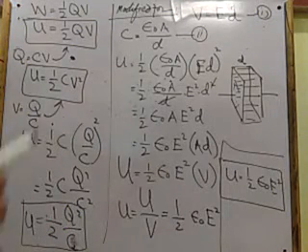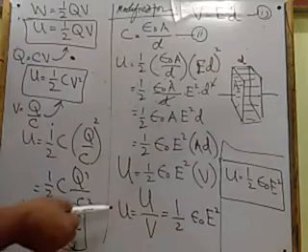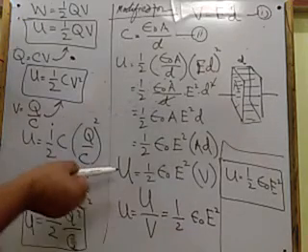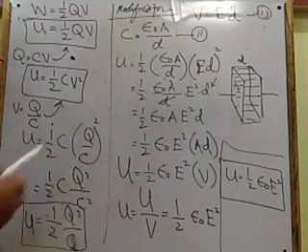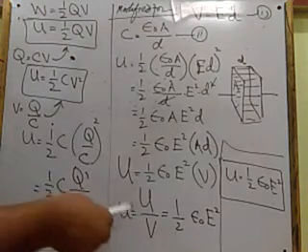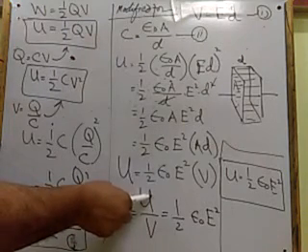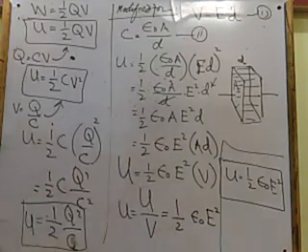Keep in mind, boys, that there is a difference between capital U and small u. Capital U represents the total amount of energy, and small u represents energy density, energy divided by total volume available.